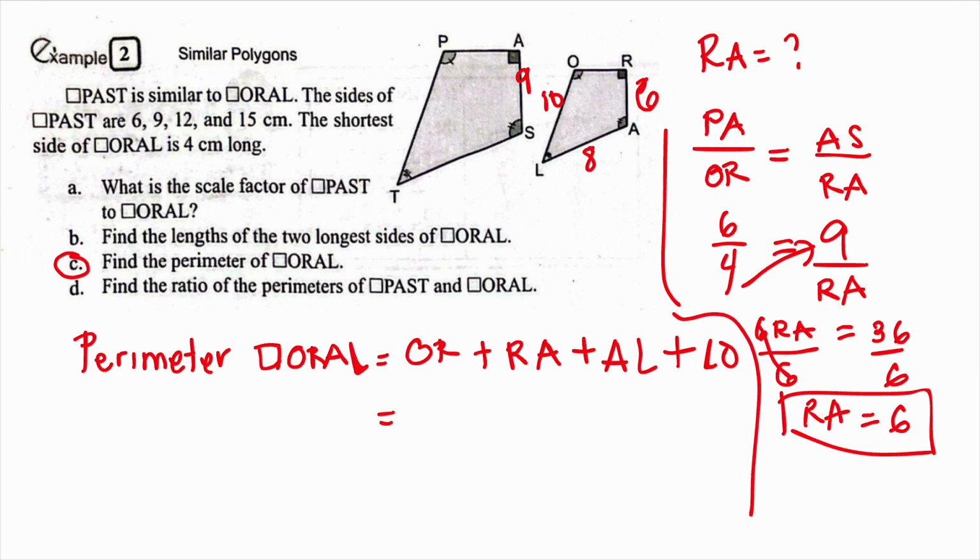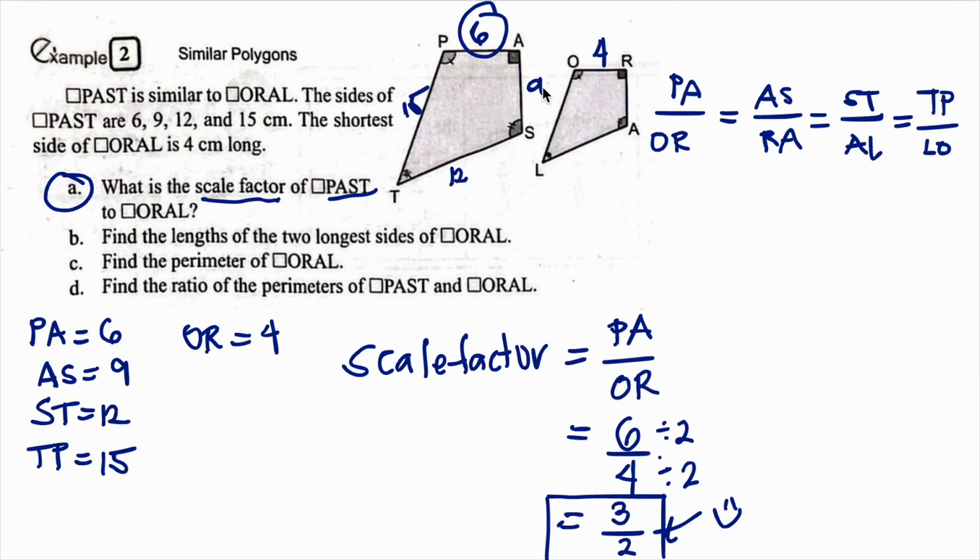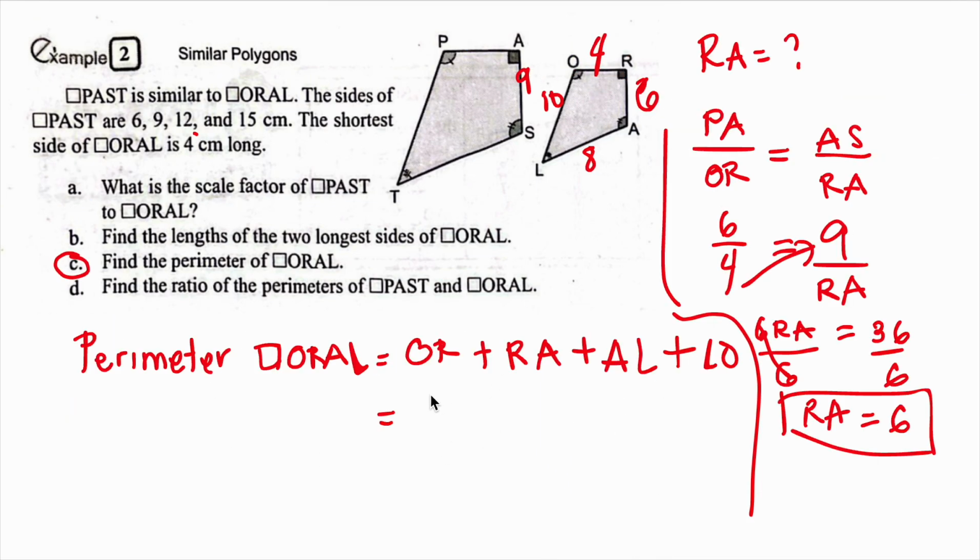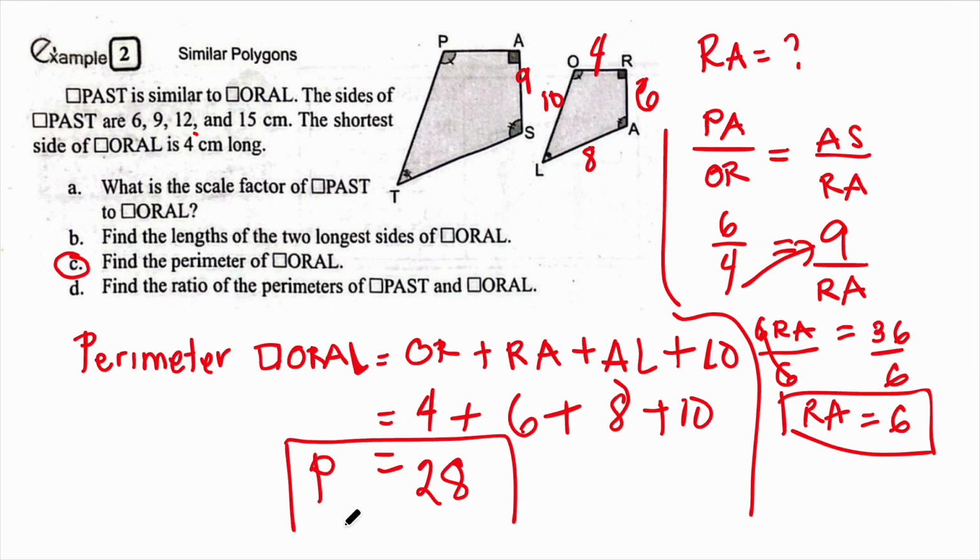Finally, ang hanapin na lang natin dito is yung OR. Nahanap naman natin ang OR kanina. I think may given na OR no? The given OR is 4. Okay? So, I believe, yes, 4. Then, we can finally get the sum of this measurement. So, OR is 4, RA is 6, plus AL is 8, LO is 10. When we add them, the resulting figure would be 28. Okay, then the perimeter of the oral or this polygon is 28.